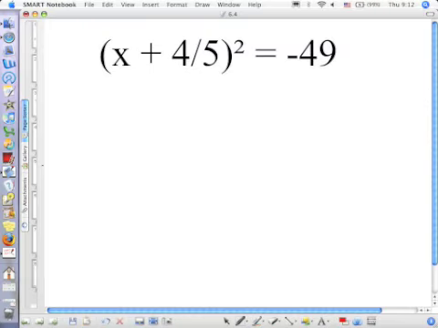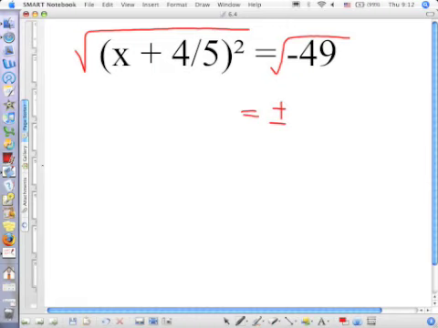You just stop. You can't put them together because one's got an i and one doesn't. Okay? So what we're going to do here is take the square root of both sides. Automatically, that means plus or minus. I've got x plus 4/5 over here. And Parker, what is the square root of negative 49? 7i.